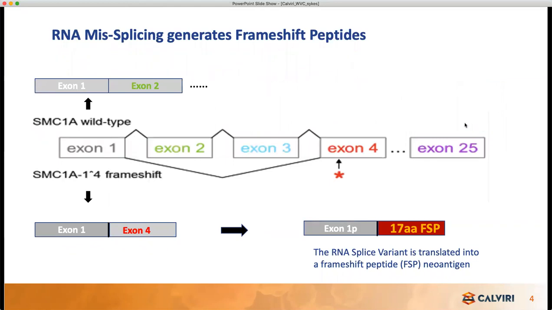Here's an example of a real neoantigen that we've been identifying in some cancer cells in a particular preclinical model. This is the gene structure. Normally, the exons are spliced together as they should, producing a normal wild type protein. However, if the tumor cell splices incorrectly, this exon fuses to exon 1 in a different frame, generating a frameshift peptide.